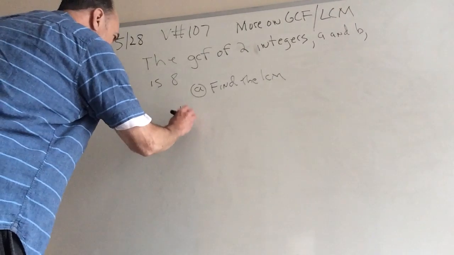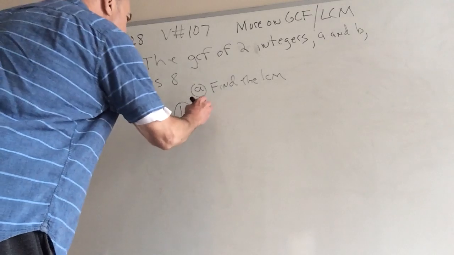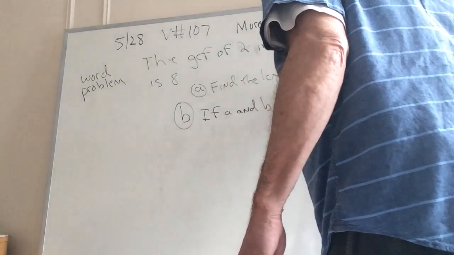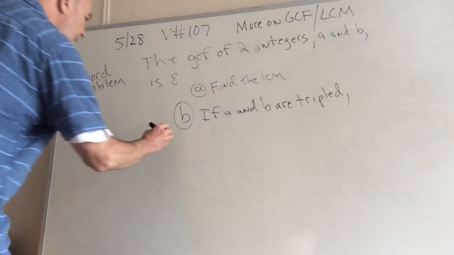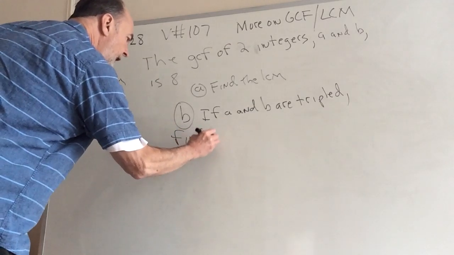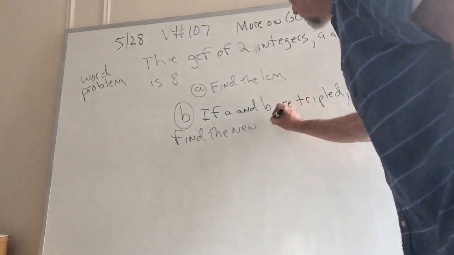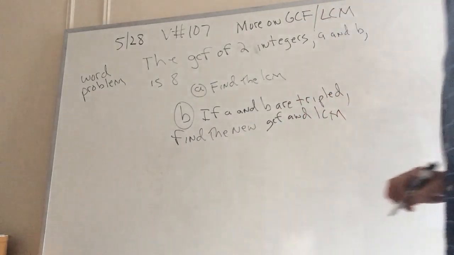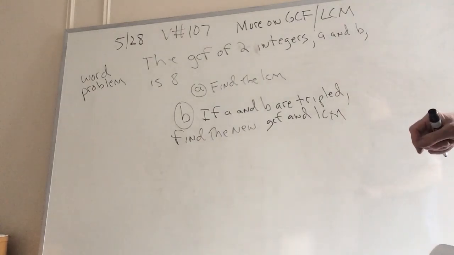And B, which demands understanding, says if A and B are triple, comma, find the new GCF and LCM, if there is one. If you want to tell me that there isn't one, fine. Okay? So I'll leave it like that right there with a problem that makes you think about what's going on.